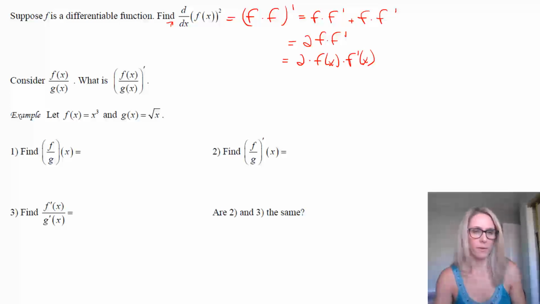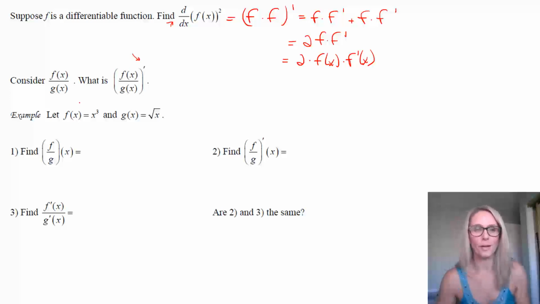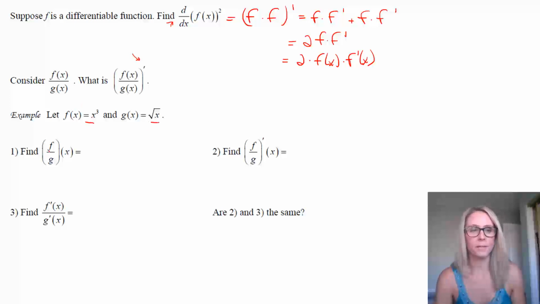And then we have, consider f of x divided by g of x. The question is, if you take those functions and divide them, what is the derivative of that? So we're going to go back to the functions that we were working with earlier. We've got our x cubed and our square root of x. Let's do it two ways, see if they're the same. First, we take our f of x and divide by g of x. So that just means this.